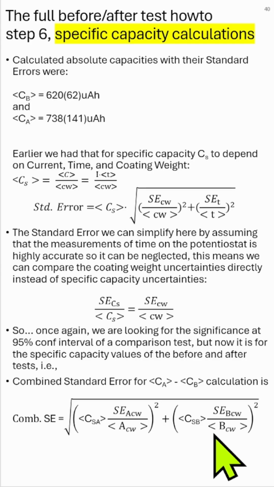And the other term is the same thing, the relative percentage uncertainty of the coating weight of the before, the B coin set, times the calculated mean value specific capacity of the B set. Sum those two together in square and take the square root of those, right? That's what we want to do.